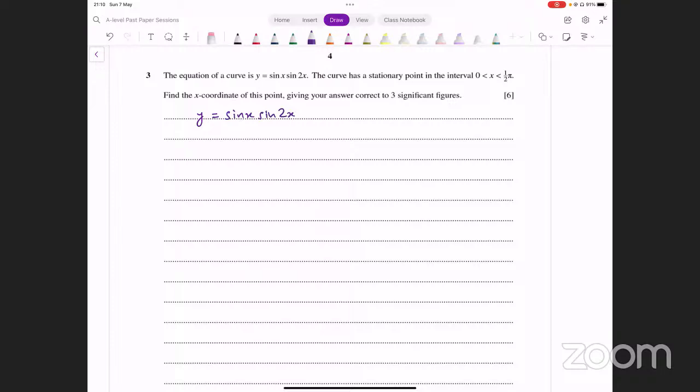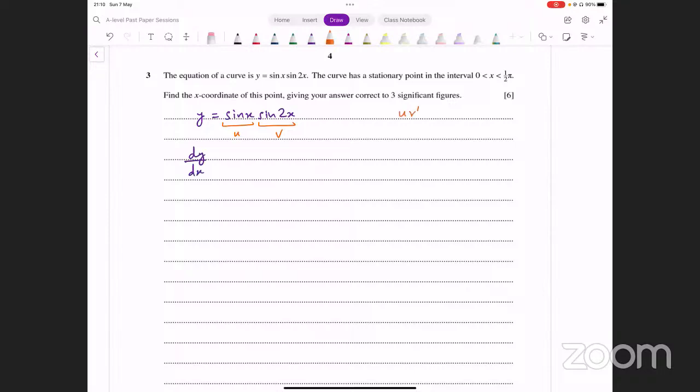Stationary point उसने कहा हुआ है कि 0 और pi/2 के दरम्यान में, that means it's an acute angle, right? We need to find the x coordinate of that point. क्या करेंगे उसके लिए? इसको differentiate करेंगे, 0 से equate कर देंगे, right? That's how you find stationary points. Now it's a product. Product को differentiate करने के लिए we have to use the product rule. So let's say this is u and this is v, and use the product rule on this.